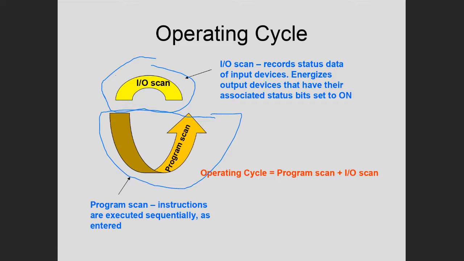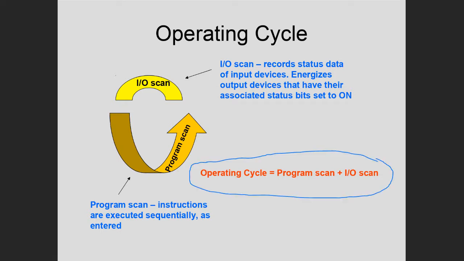What you want to remember from this slide, and you want to write this down, is this equation right here. This is called an operating cycle. It consists of a program scan and the input-output scan. So we break it down here.